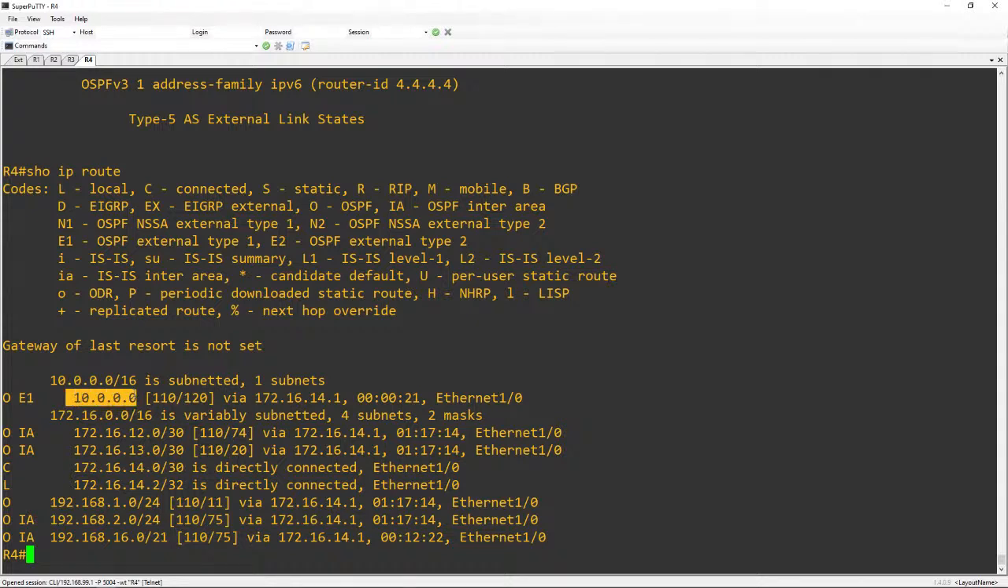There may be reasons why. Typically, if you have an external route that's coming from multiple sources, the same external route, you might want to send it in as an E1.